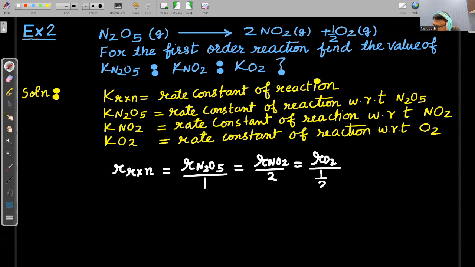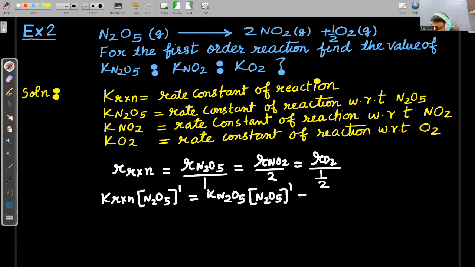Same way, when we are writing rate of reaction, it is equal to rate constant of reaction into concentration of reactant, N2O5, to the power order. They have mentioned here that it is a first order reaction. So the reaction is first order. Same way, when I am writing the rate of reaction with respect to N2O5, I have to write rate constant with respect to N2O5 into concentration of reactant N2O5 raised to the power order.